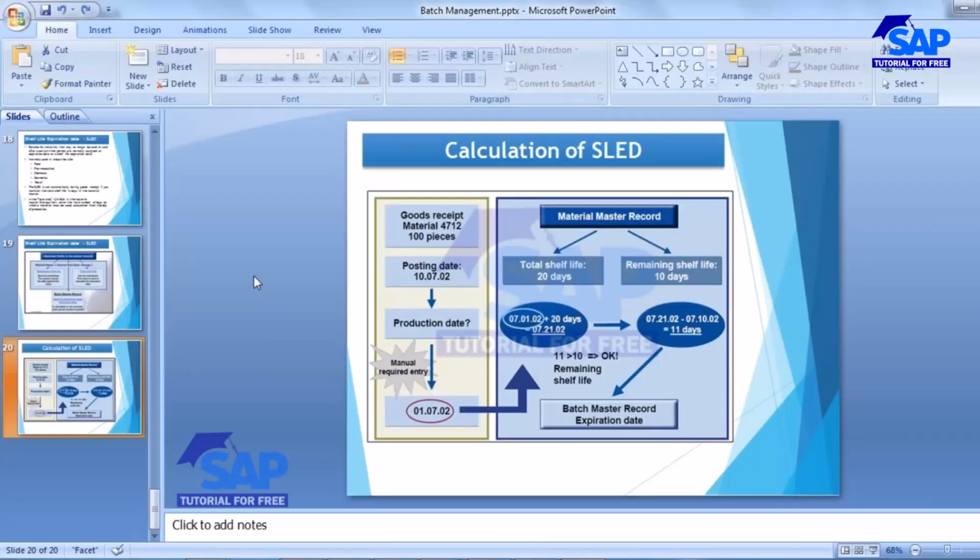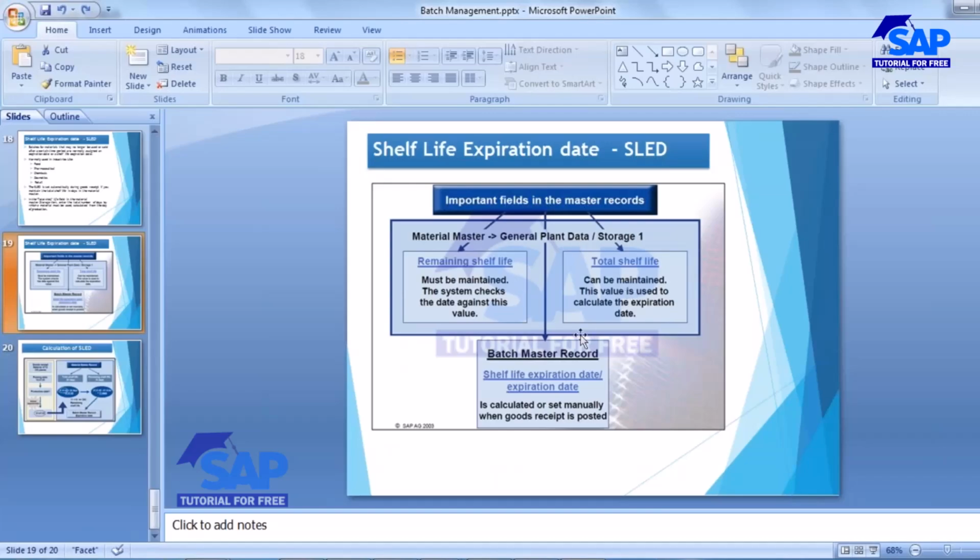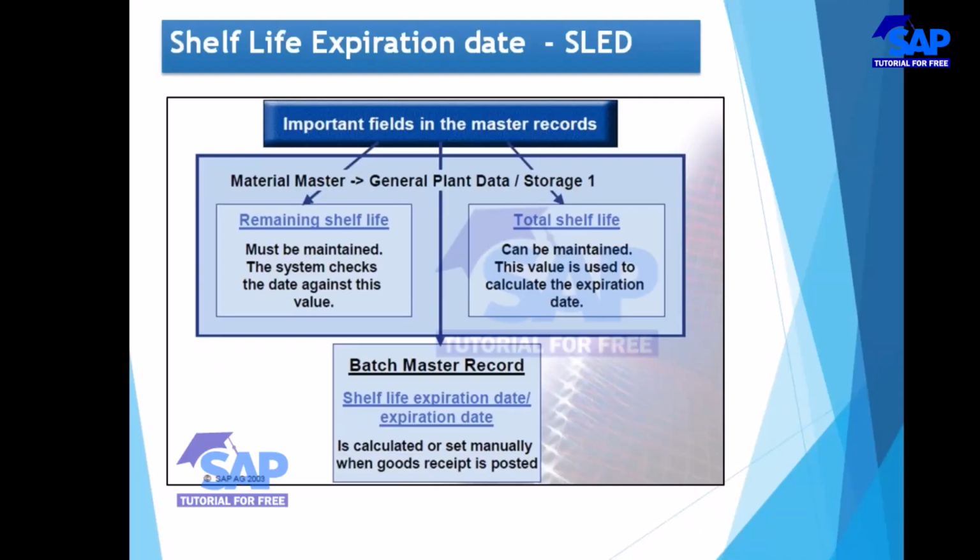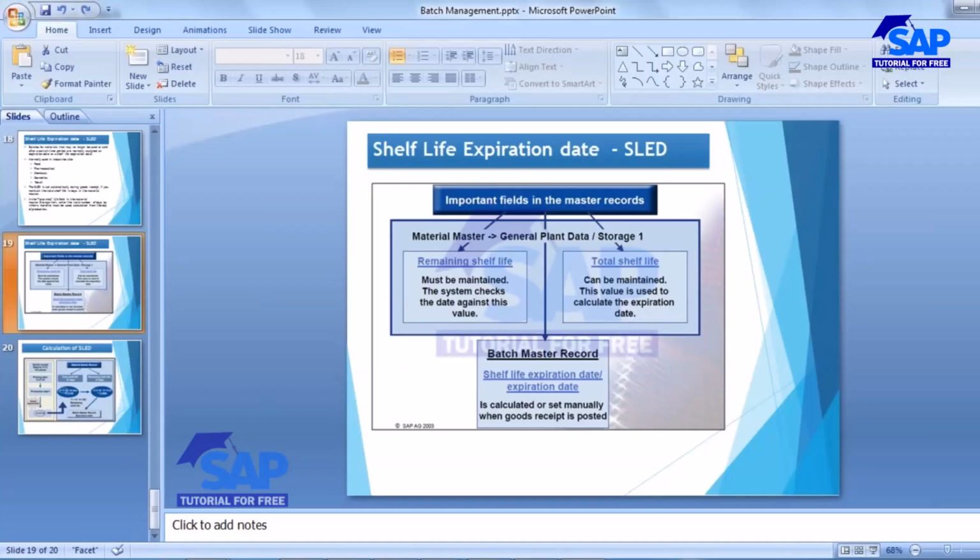So that is how you maintain the shelf life expiry in the system. You maintain all the expiry related data in the general plant data storage one view. You maintain total shelf life and you maintain remaining shelf life. So when you do this, shelf life expiry date is automatically calculated in the batch master record when you enter the manufacturing date. Okay, so this is all about your batch management.